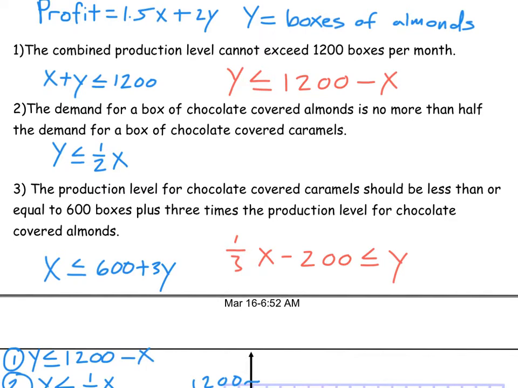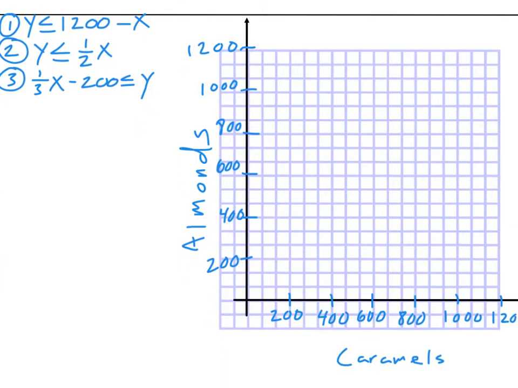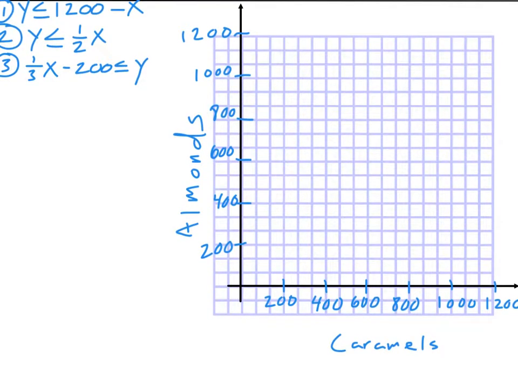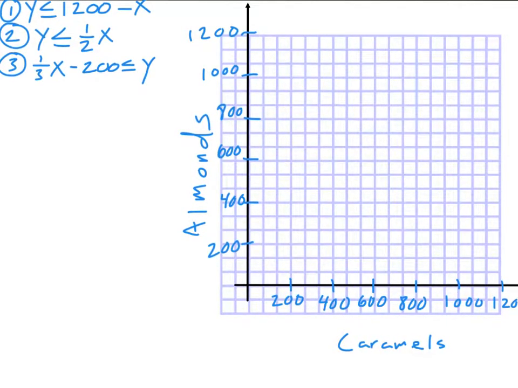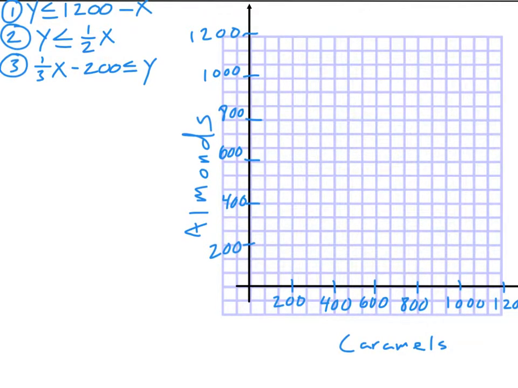So the things you're going to notice are I took a couple of those constraints that we wrote and I solved them for y. And I got my scale factor set on my graph. Okay, so basically, we're ready to graph.